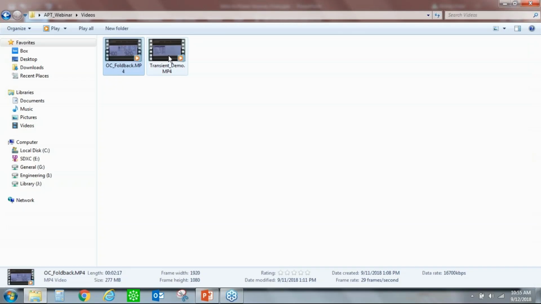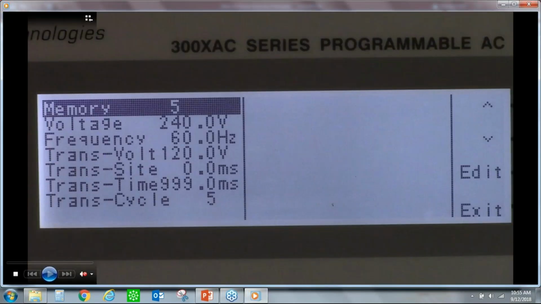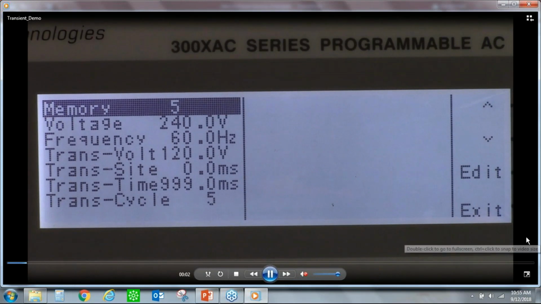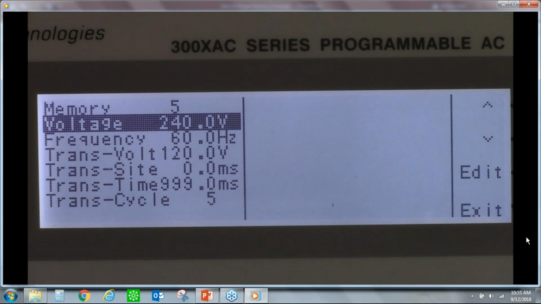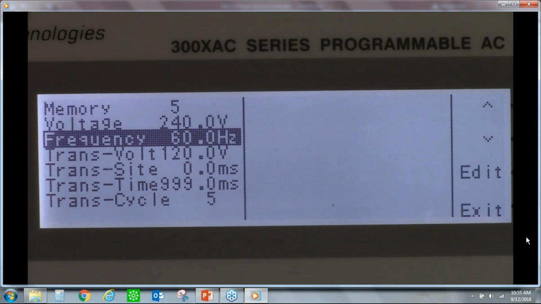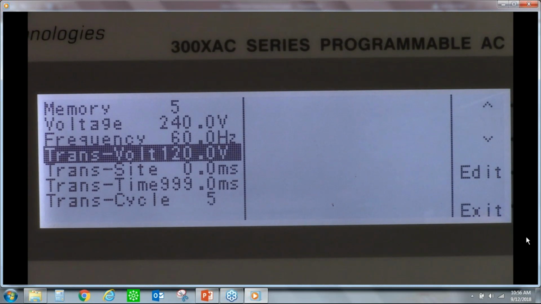The next demo we have here is a demo of transient. What transients are, like I mentioned earlier, is that if your requirements ask you to drop the voltage down for 10 seconds, how would you achieve that? On this motor, I have 240 volts being applied, and 60 hertz is my frequency. Now I want to be able to drop the voltage down to 120 volts, so half the voltage. How does my product react when I drop the voltage for 10 seconds?